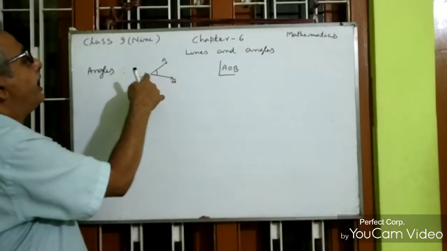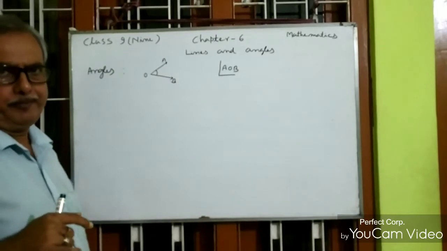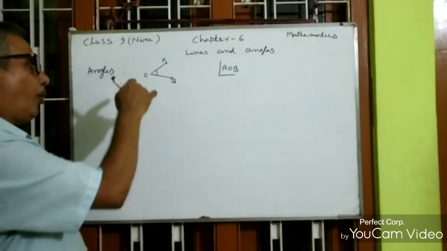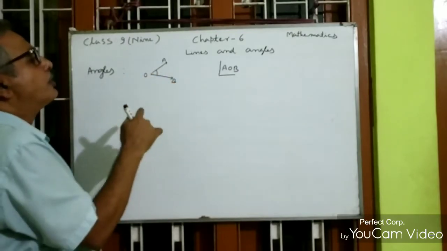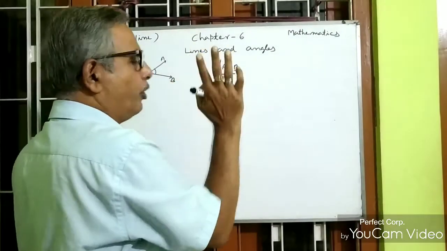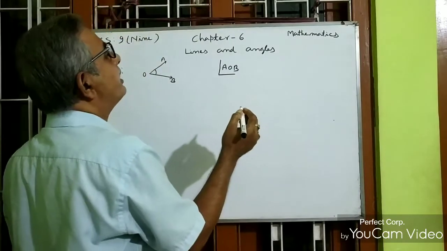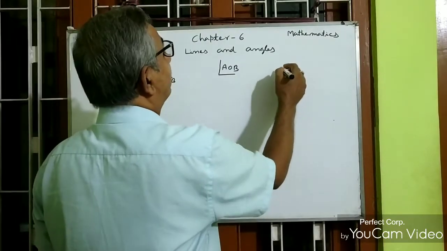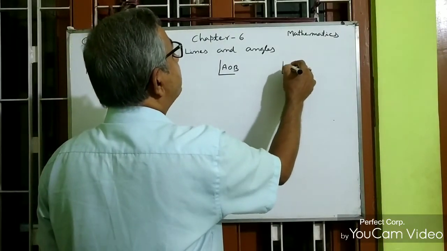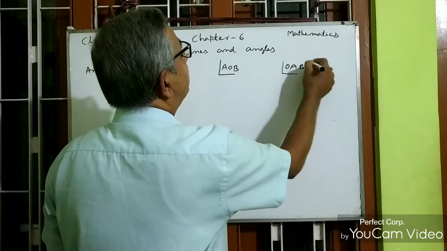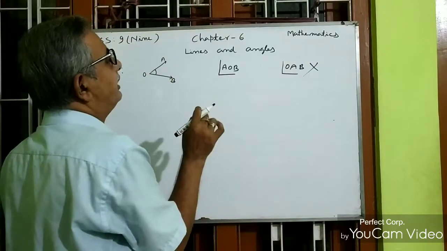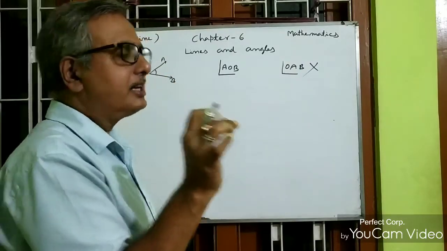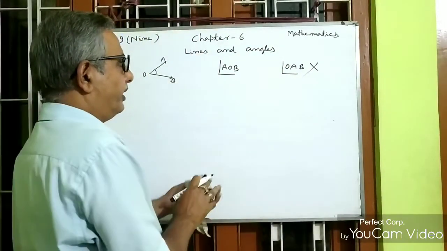One is OA, another is OB. O is in the middle. You can write AOB, but some students may write OAB. That will be wrong, because O is in the middle. Where the vertex is, that should be in the middle.